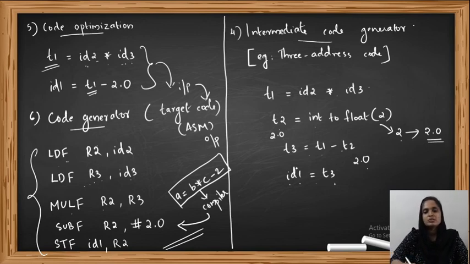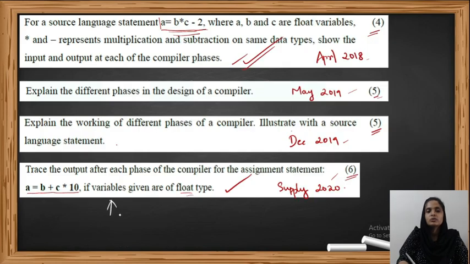So the assignment for you is to do this fourth question. This is a similar type of question. The first question we have done, and now this fourth question. It was asked in 2020. And here the instruction given is A is equal to B plus C star 10. And here also it's given that all the variables are float type. Okay. This is just similar to the one we have already done.